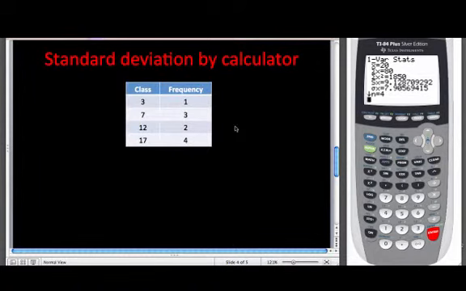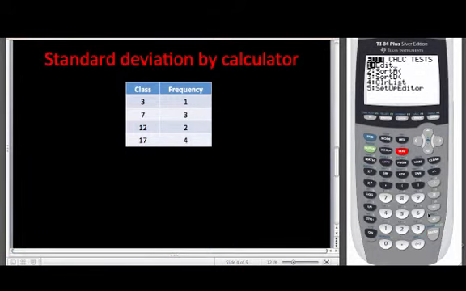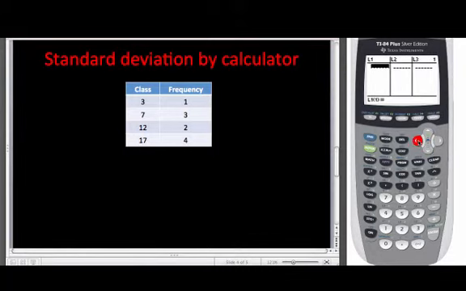Okay, so what if you have a set of data that's already put together in a frequency table? So this data right here is in a frequency table. It basically says that there is a frequency of 1 of the number 3's, and there's a frequency of 3 for the number 7's, and there's a frequency of 2 for the number 12's, etc. So you're going to do the same thing. You're going to go to Stat on your calculator, Edit, and you're going to enter all your classes in L1 and your frequencies in L2.